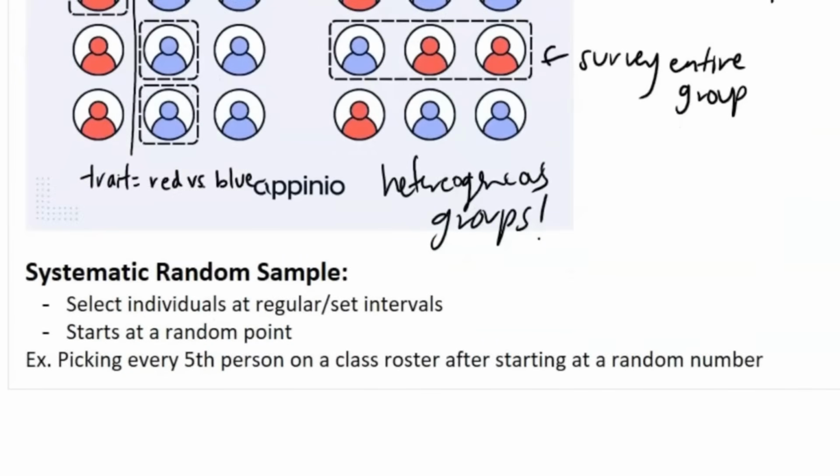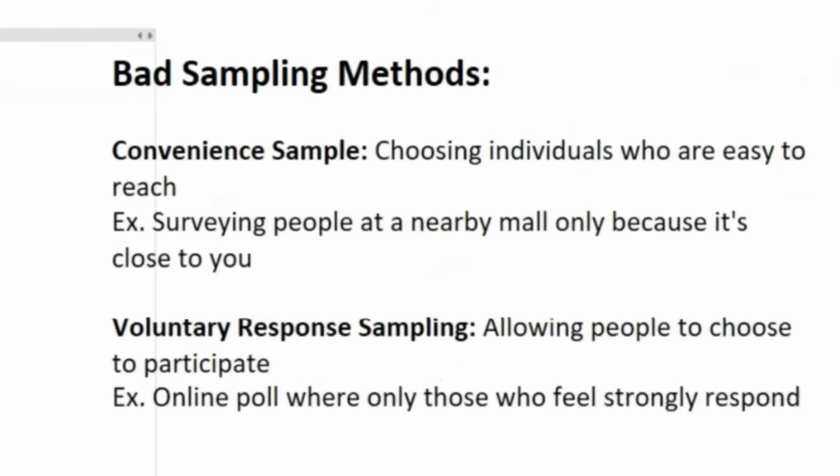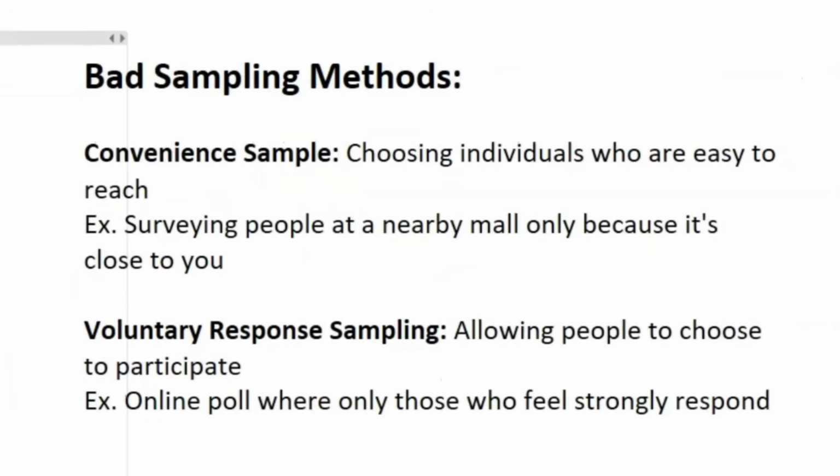The next sampling technique we're going to talk about is systematic random sample. That's where you select individuals at regular or set intervals and you start at a random point. So for example, if I was sitting outside of my school, and every 5th person that walked in, I would give them a survey, right? That's systematic random sample.